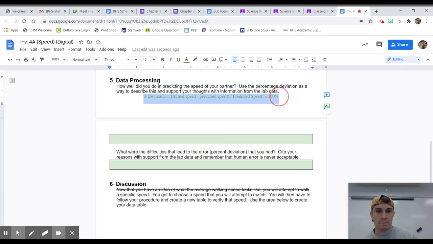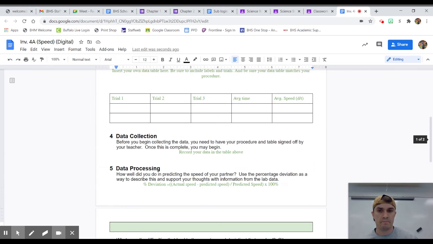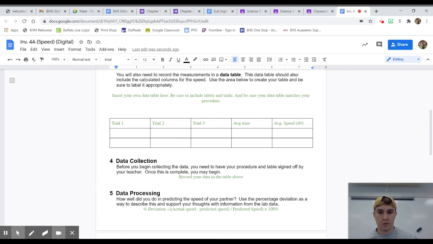With that percent deviation is this equation that we're going to use. You're going to take your actual speed minus what you predicted, divided by your predicted, and multiply all that by 100. What we're figuring out is how far off were you from your guess. Your guess was this. What was your actual speed? And then you'll put that percentage in here. And then the last question is, what are some difficulties that may have led to your percent deviation? So that's what I wanted you to answer for these.